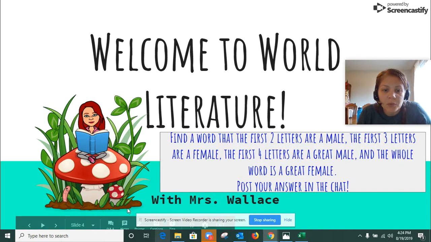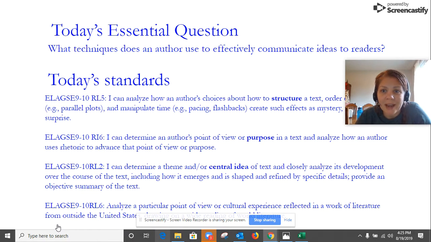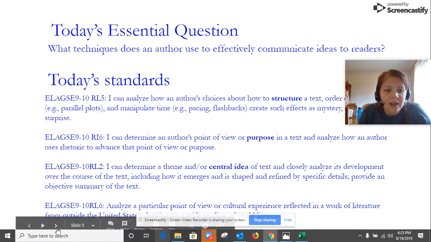And you see your riddle of the day. So take a look at it, see if you can figure out the word. It is a throwback to some of the things that we read and did last week, and also take every clue very literally. All right, so we were looking at today the techniques that an author uses to communicate effectively.